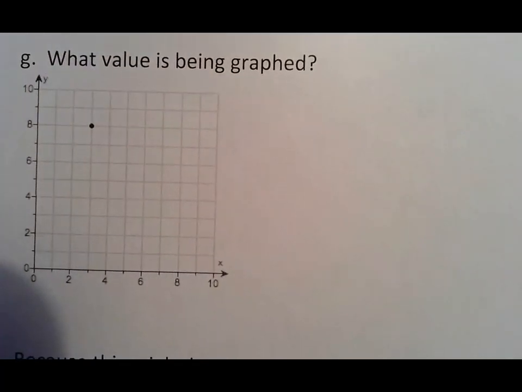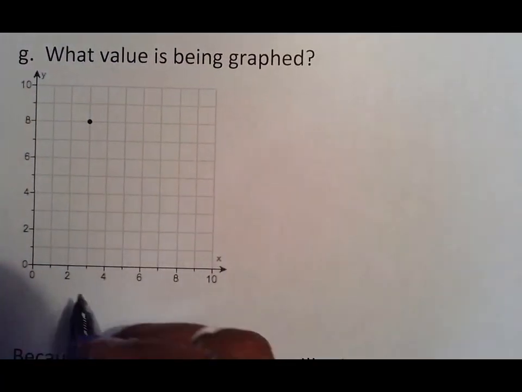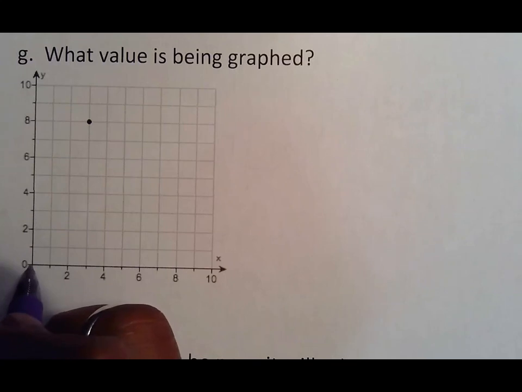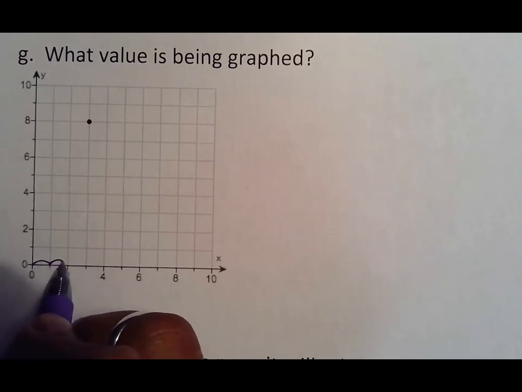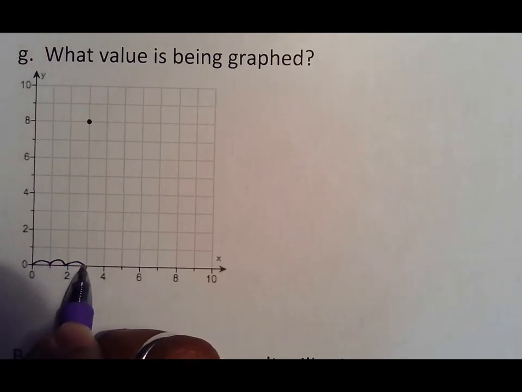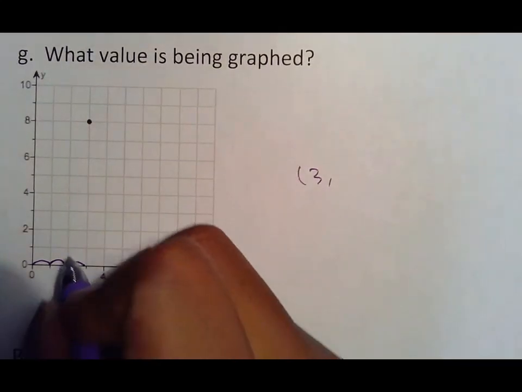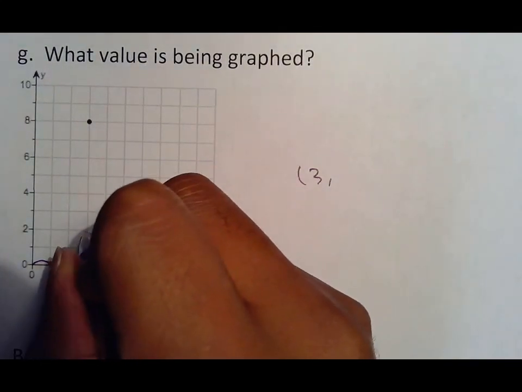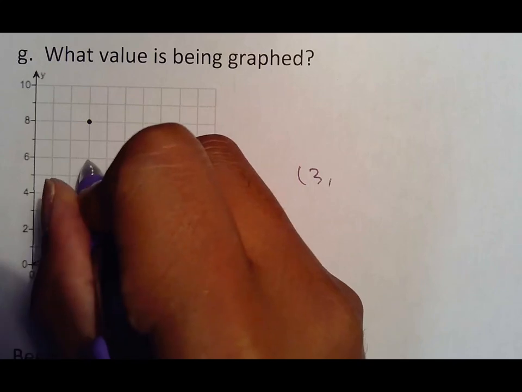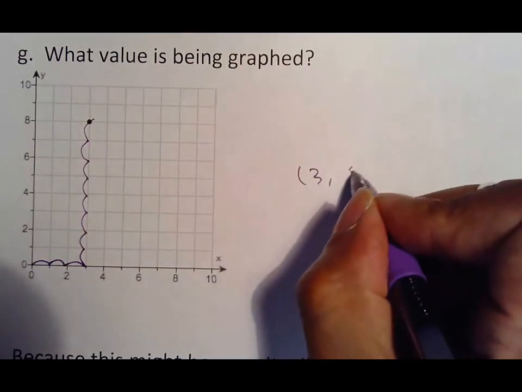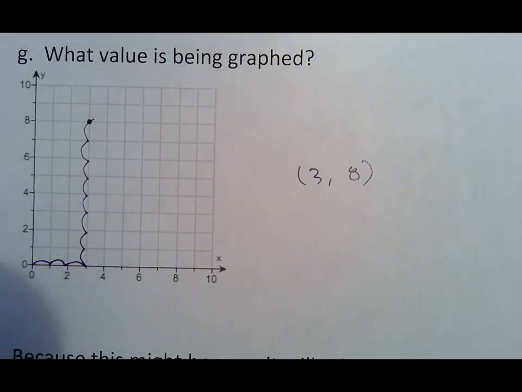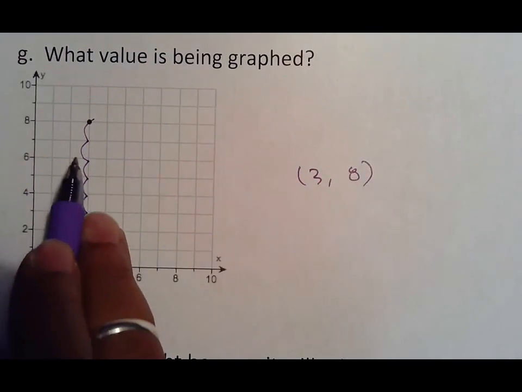What value is being graphed? Again, first thing you want to do is go forward and see how far over before we're under it. 1, no. 2, no. 3, yes. So that means I went over 3. And then I go up 1, 2, 3, 4, 5, 6, 7, 8. Now in real life you're just going to go 1, 2, 3, 1, 2, 3, 4, 5, 6, 7, 8.